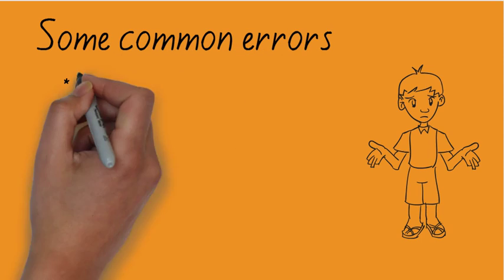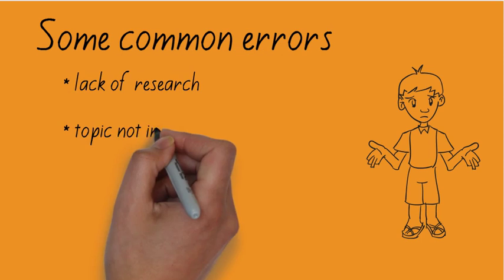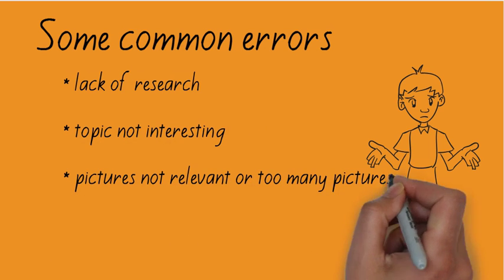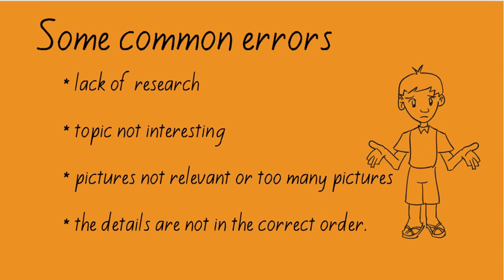So here are some common errors. People lack the research. They don't actually know what they're writing about. So make sure you know what you're writing about. The topic's not interesting, the picture's not relevant, or too many pictures becomes clogged up, and details are not in the correct order. So there you go.